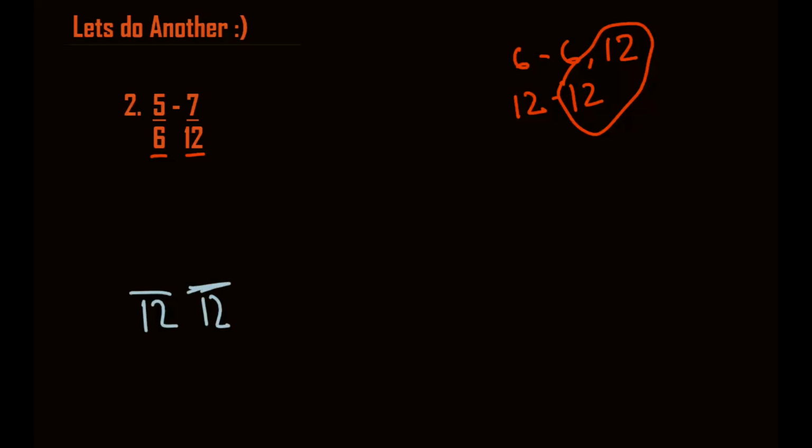Now you'll be finding the numerators. First up, we have 5 over 6. How did we get from 6 to 12? We did 6 times 2. That's why we'll be doing 5 times 2. 5 times 2 is 10, so our numerator for the first one is going to be 10. Now we have 7 over 12. What did we do to get from 12 to 12? We did 12 times 1. So again, here we will be doing 7 times 1. 7 times 1 is 7, so our numerator is going to be 7.